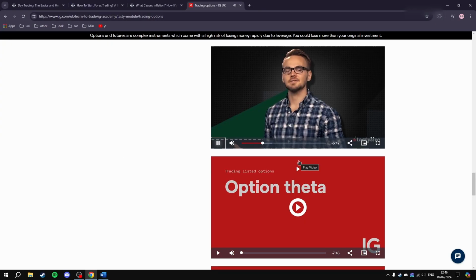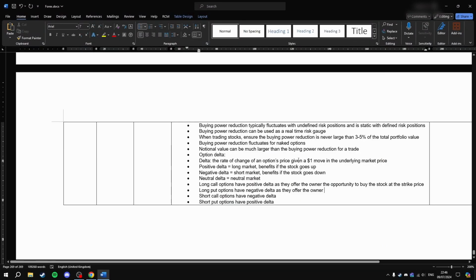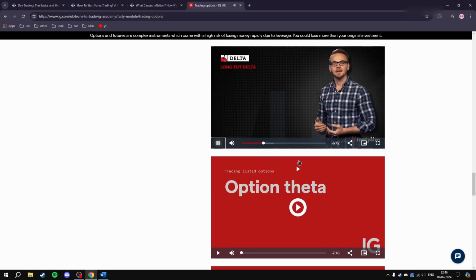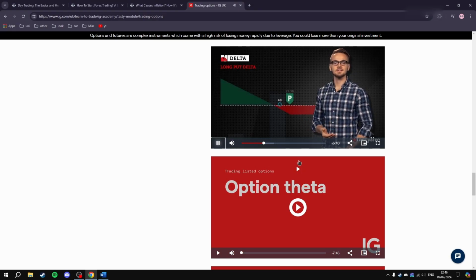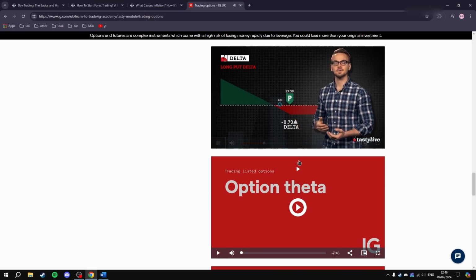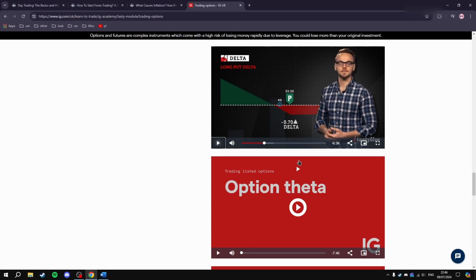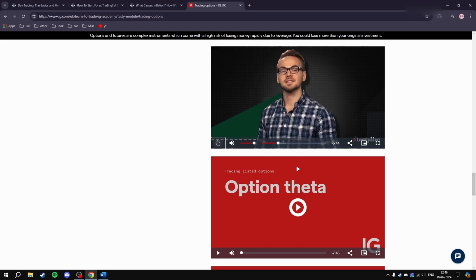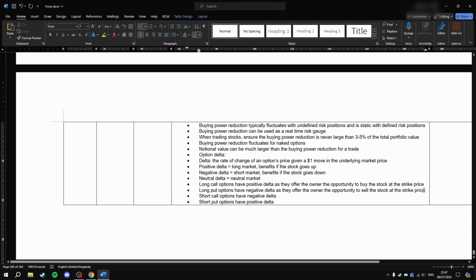Long puts have a negative delta because they offer the owner the opportunity to sell the stock at the strike price chosen. If the stock price decreases, this increases the value of the option, which is good for the owner.